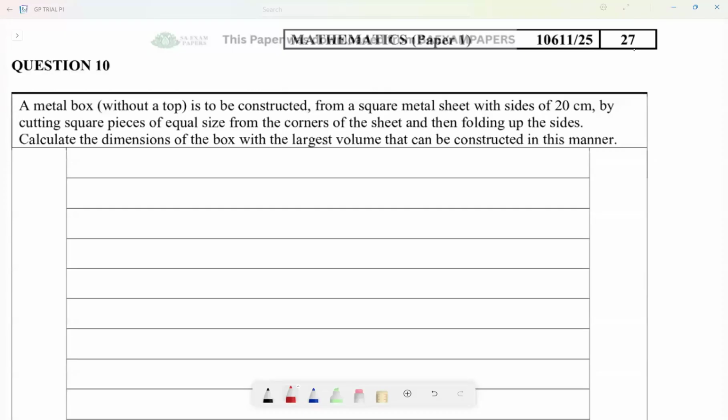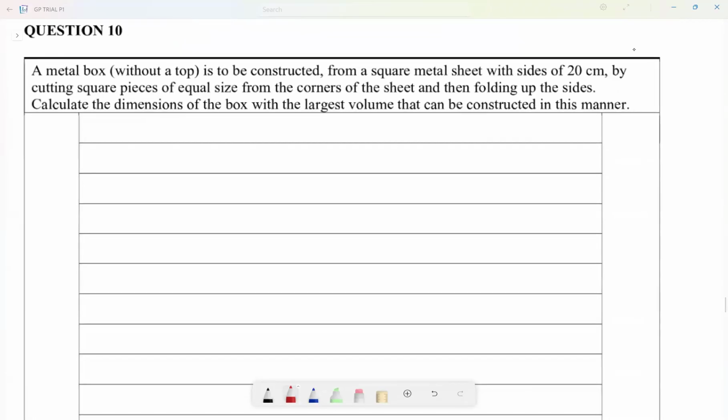Now let's look at question 10. This is the optimization type of question. It was an interesting one, by the way. You need to be very, very careful in what you do here. I'm going to be slow, but not too slow.